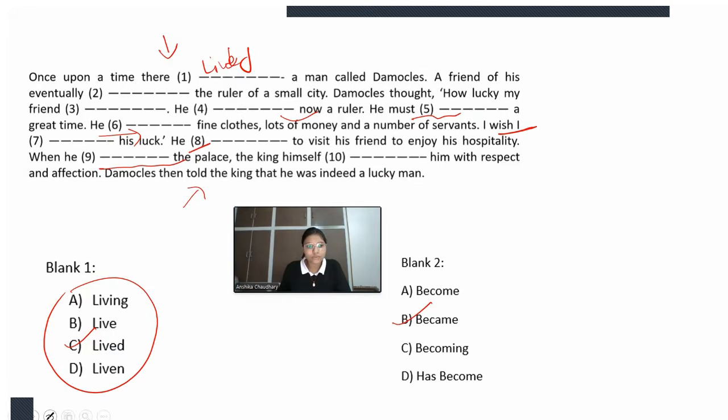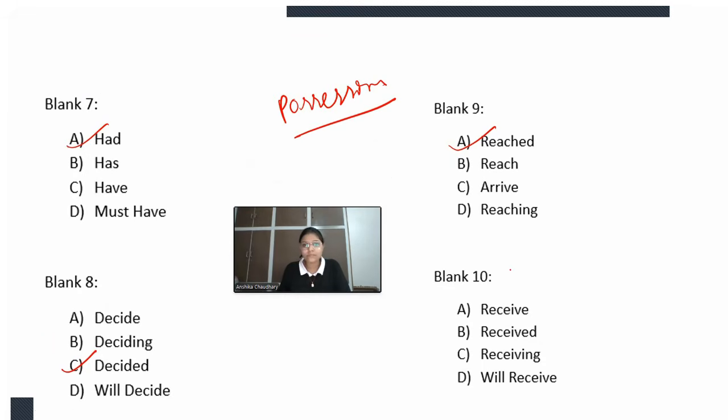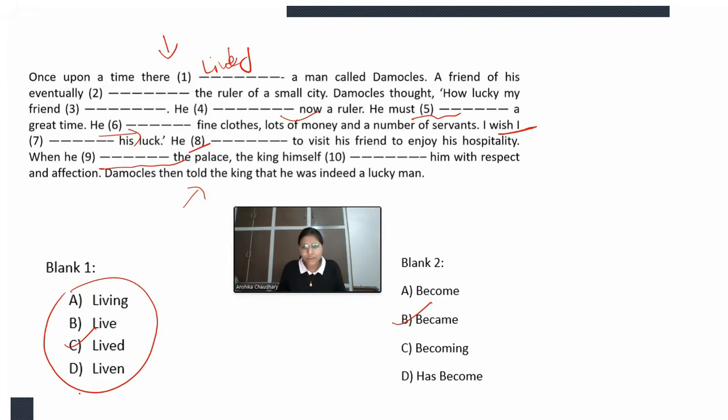Now, for blank 10, what are the options available? The king himself receive, received, receiving. Again, receive is the main word, and the different forms of verb are available. We are talking about past, and all the senses are in parallelism, right? So, the king received him and welcomed him with respect and affection.